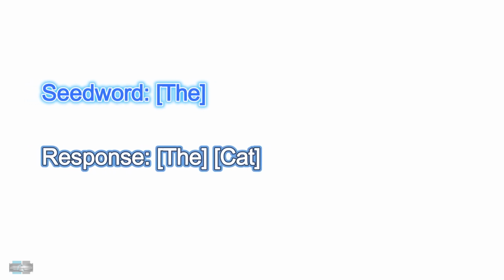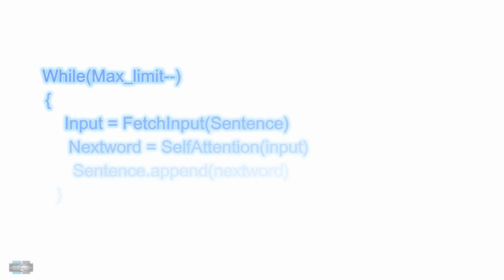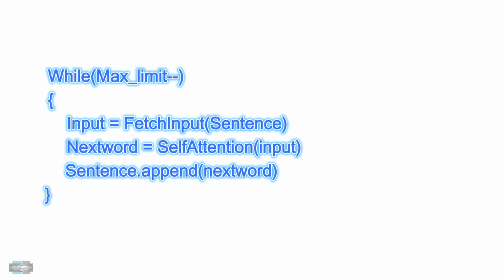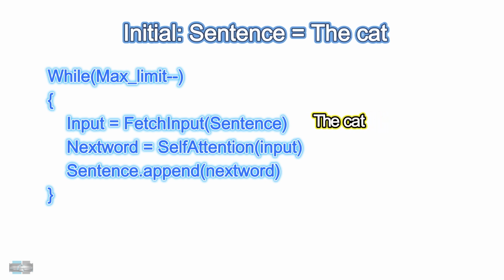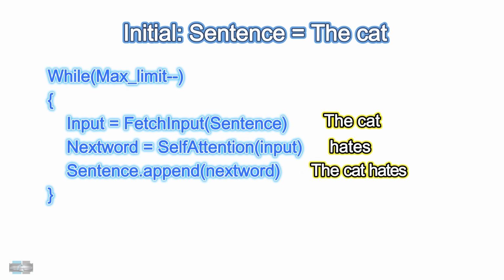Till now we are generating a response of only 2 words. Let's try to increase the length of our response. We can do it by simply looping the process of getting the next word. For example, if our user input is "the cat" and the model predicts the next word as "hates", the sentence will be like "the cat hates".